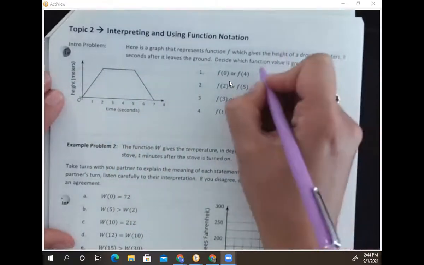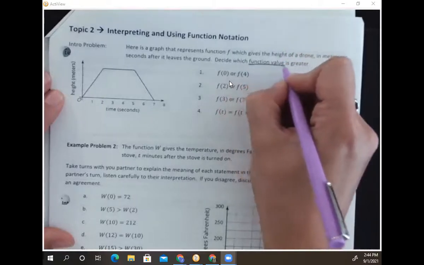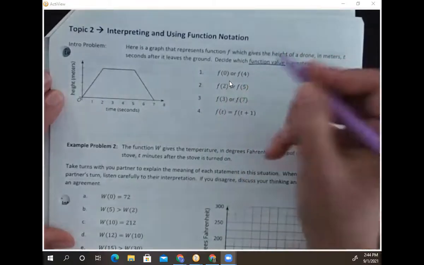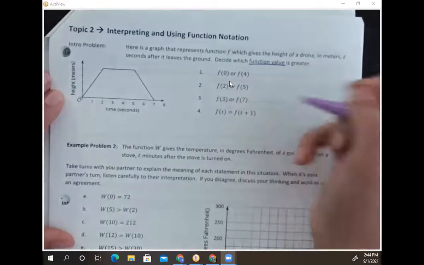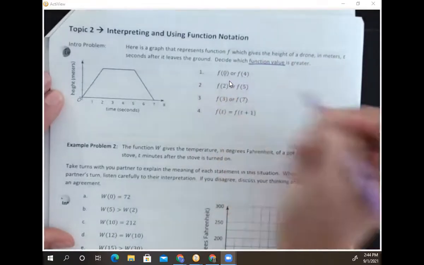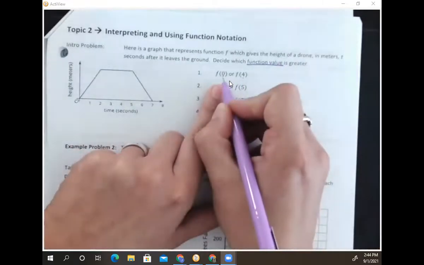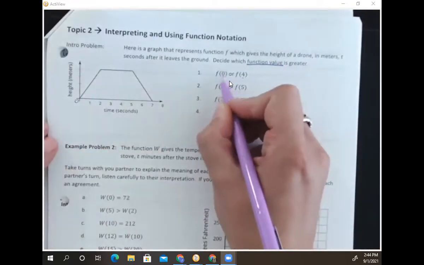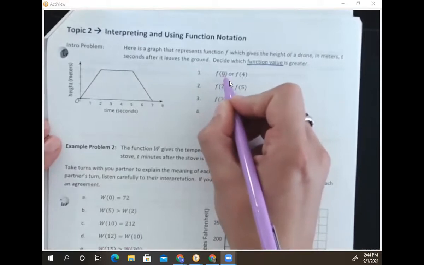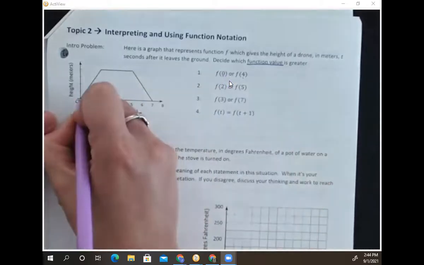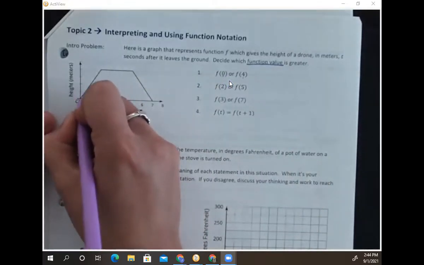Now, I want to point out this says decide which function value is greater. So as I'm looking at comparing each of these, I'm not comparing the input values. The function value is the output, okay? So I'm going to need to find the outputs for each of these and then compare those. So as I take a look at number one, f of 0, our input here is 0, okay? When our input is 0, what's our output? 0, yeah, here's an input of 0, here's an output of 0.